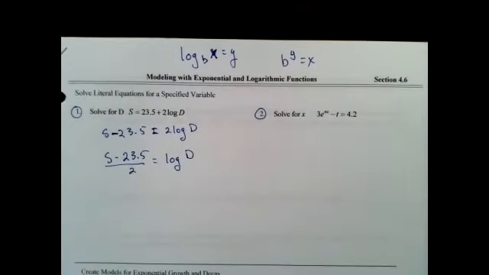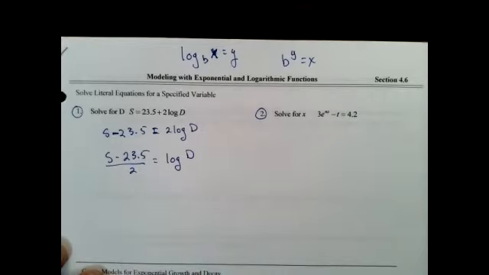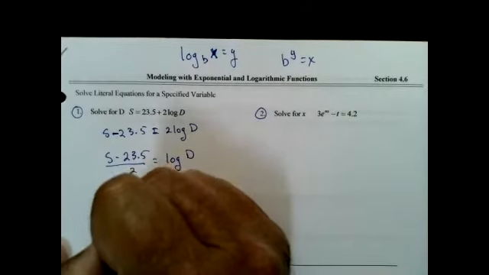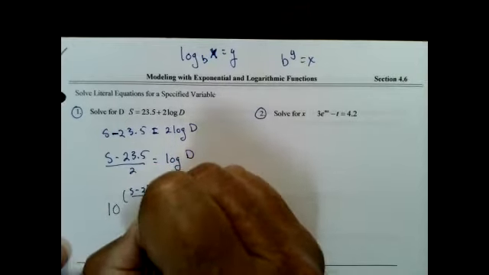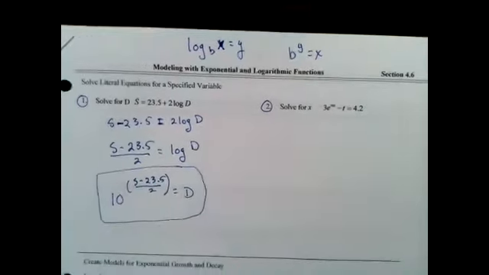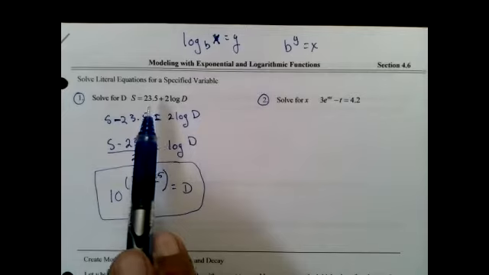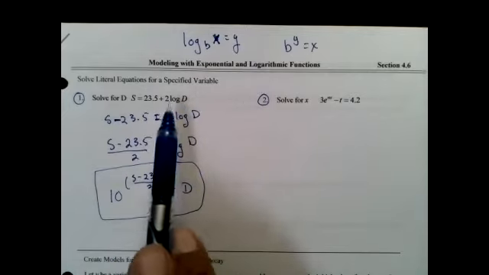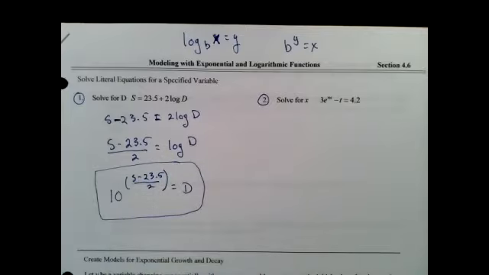Oh, this is going to be kind of ugly. 10 to the womp power equals d. 10 to the s minus 23.5 divided by 2 power equals d. Well, I subtracted 23.5, got this term alone, divided by 2, then converted the log to an exponential. Well, alrighty then.